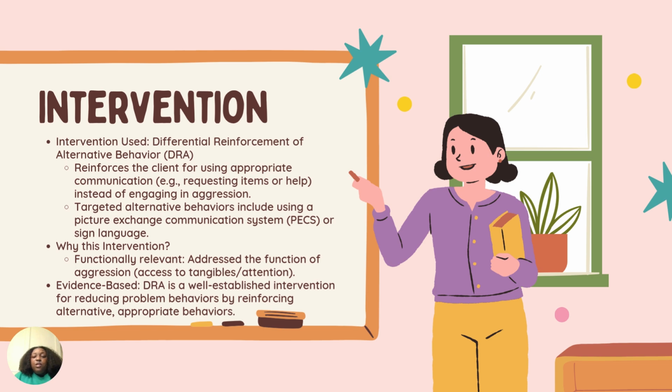For example, when the client wanted a preferred item but was denied, I prompted her to use a picture card or sign her request. Each time she used the appropriate communication method, I provided immediate reinforcement by giving her access to the item or providing attention. Over time, this helped to reduce her reliance on aggression to get her needs met. This intervention was functionally relevant because the primary function of the aggressive behavior was to gain access to tangibles or attention. By teaching the client to ask for what she wanted in a more appropriate manner, I was able to reduce the frequency of aggression while still allowing her to have her needs met in a constructive way.